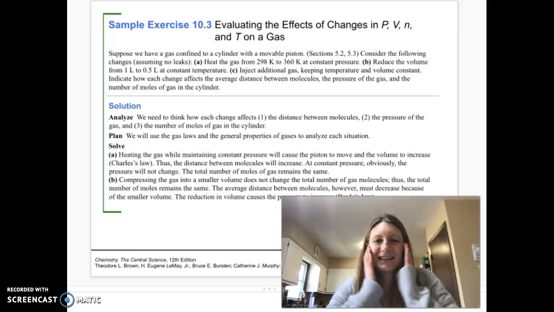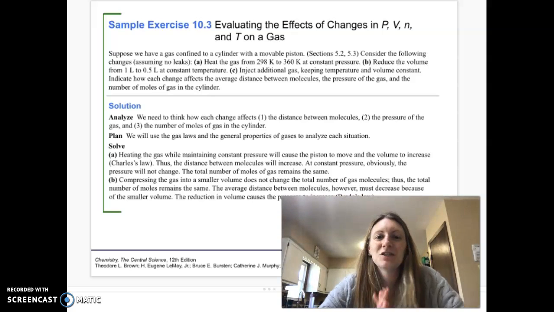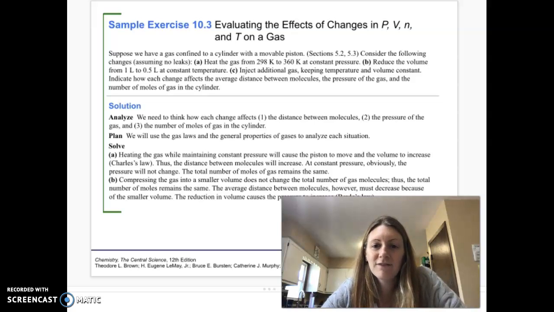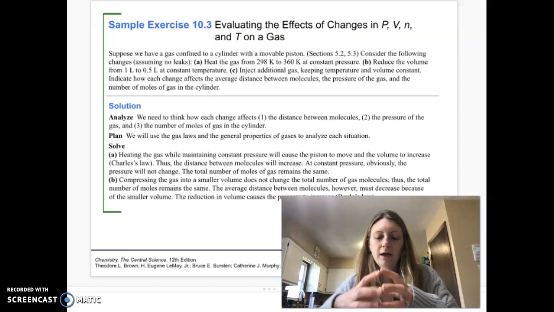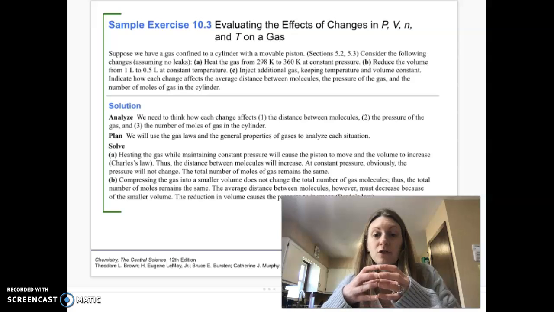It's so great. Okay, part C, we are going to inject additional gas, keeping the temperature and the volume constant. So with temperature and volume constant, your distance between the molecules is going to actually decrease because in the same space we are adding more stuff.